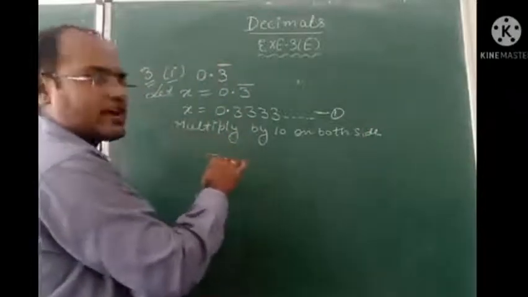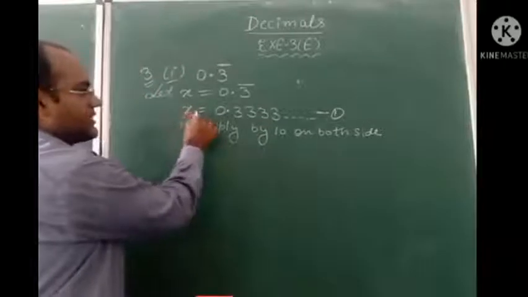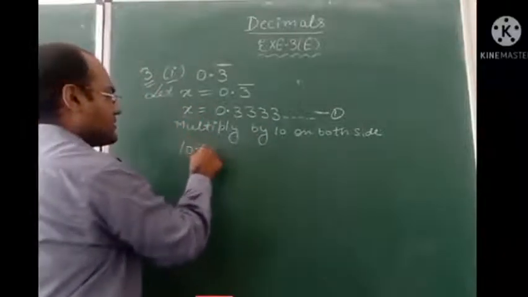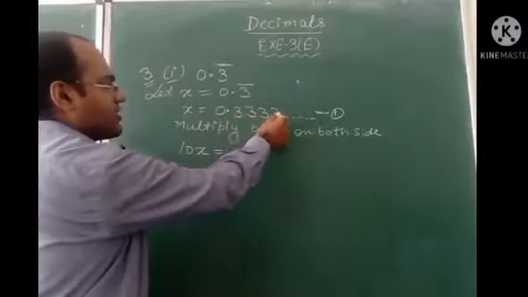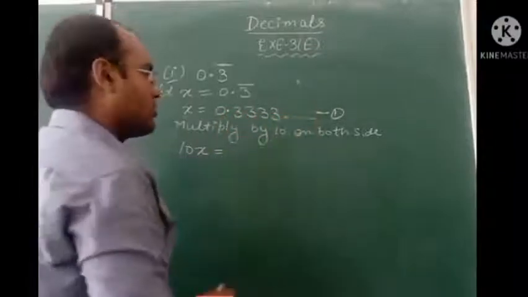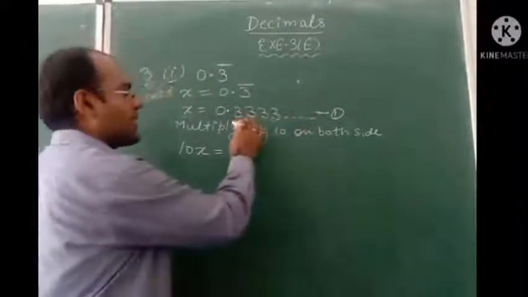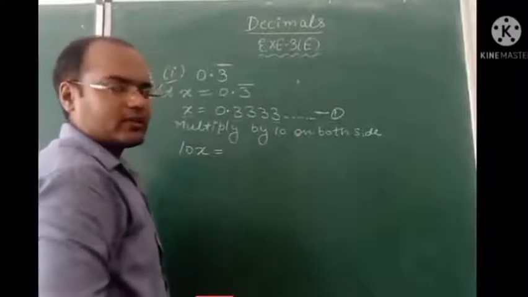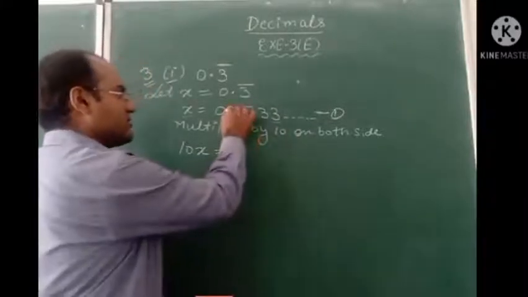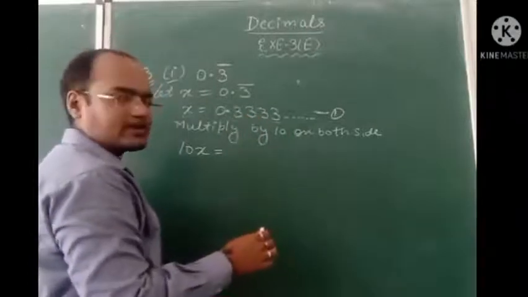Now both the sides we have to multiply by 10. On left hand x is written, so 10 into x will be 10x. On right hand, 0.3333 and so on. So on means this 3 will keep on coming like that only. So when we will multiply by 10 on right hand, this decimal will shift one place right side. Why it will shift one place right side?